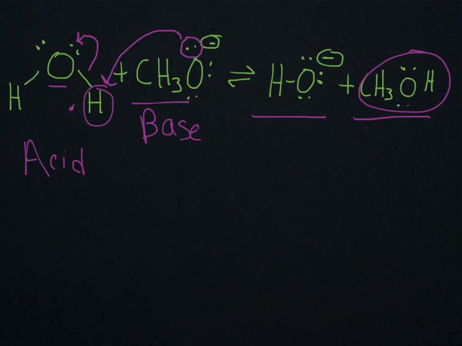Now let's identify what our conjugate acids and our conjugate bases are in this case. In this case, the conjugate base will be the OH-, because this is the product of the acid, and the conjugate acid will be this compound right here. Let's consider another mechanism.